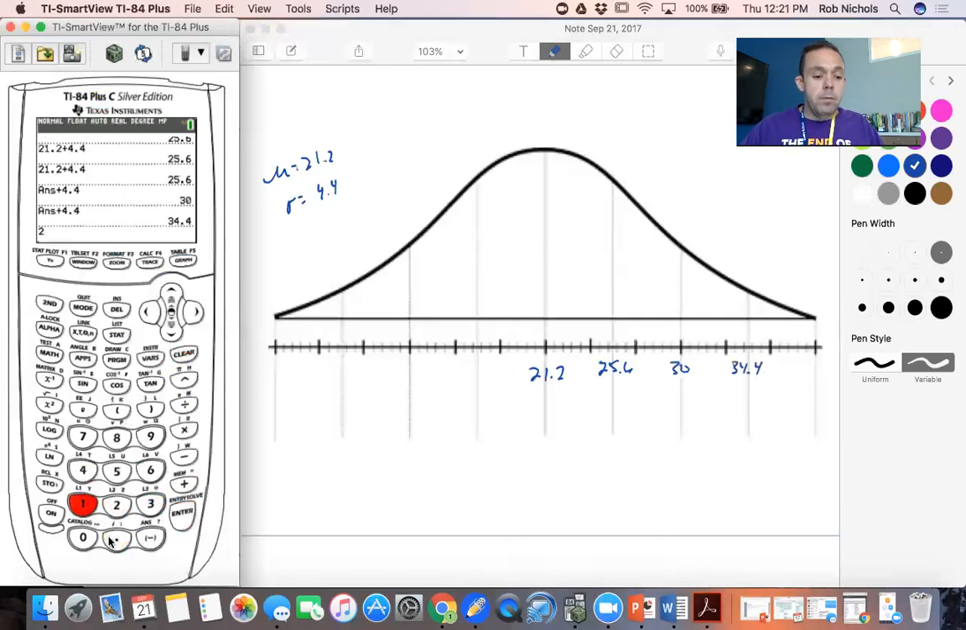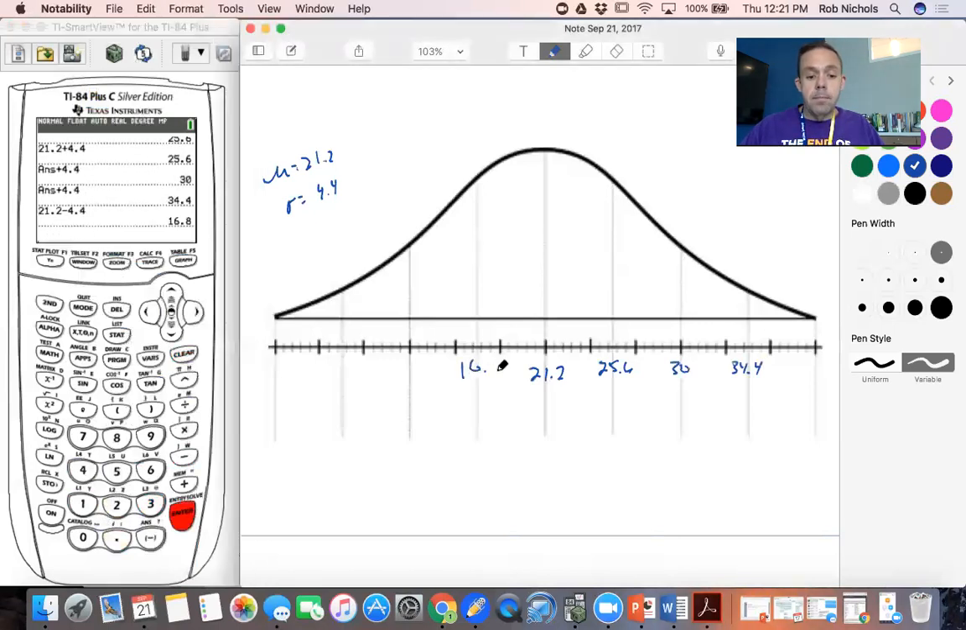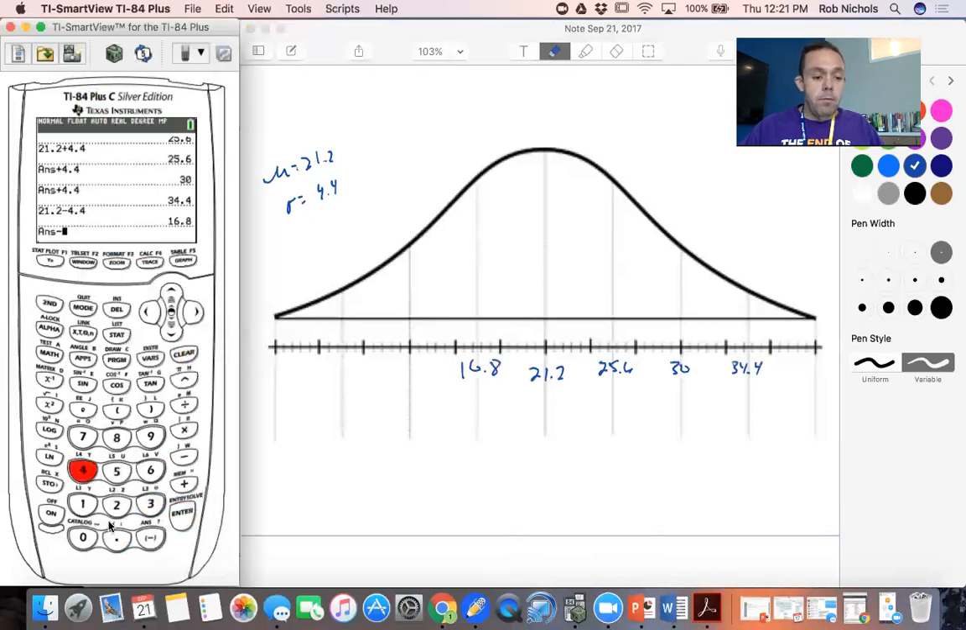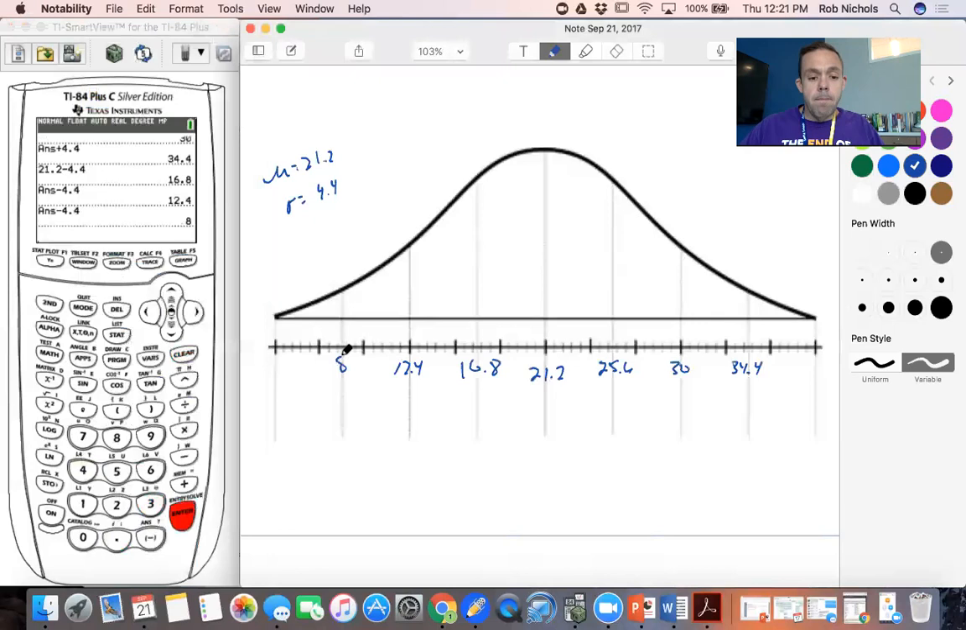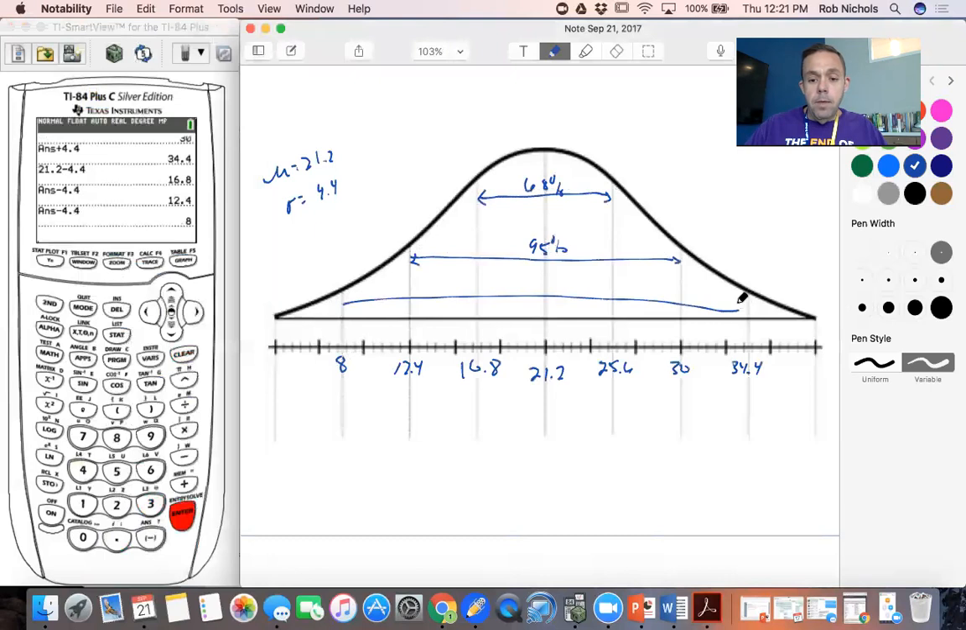Now I'm going to subtract, so 21.2 minus 4.4, and that gives me 16.8. I'm going to subtract 4.4, and that gives me 12.4. And I'm going to subtract 4.4, and that gives me 8. All right, so modeling here, we have 68% of data within 1 standard deviation. Within 2, we get 95% of the data, and then within 3, we get 99.7% of the data. And I'm going to stop the video there.